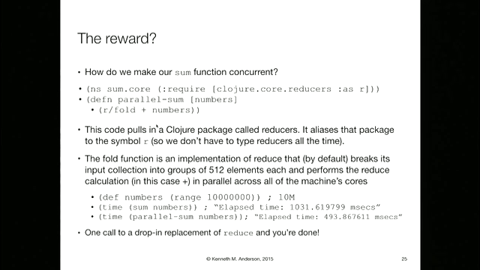So what it does in the background is it takes the collection that it's given and breaks it up into groups of 512 each, and then it performs the reduce calculation in parallel across all of the machine's cores. And it basically sets up a tree of dependencies between all these partitions where it makes decisions: I'll do these partitions first, then these will be the next ones, then these, and I'll just keep reducing down until I get a single value.